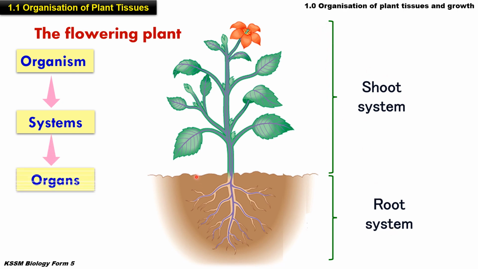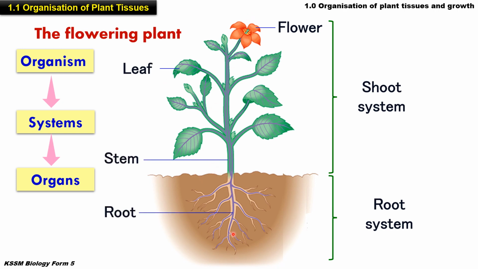A system is made up from organs. What are the organs for the flowering plants? Flower, leaf, stem, root. Cikgu sikitnya, malah sikit. Plant simple saja. You must fall in love with plants.